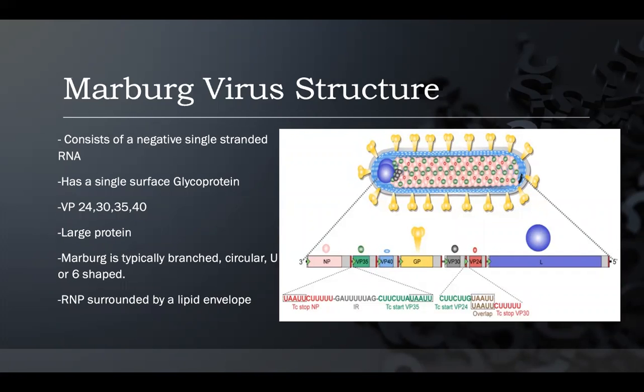So for the structure of Marburg virus, on the right, I have a picture of the virus itself. It has a single type of glycoprotein spikes on the outside. It also consists of 4 different types of viral proteins, VP24, VP30, VP35, and VP40, as well as a large protein molecule and the nucleoproteins. That makes up the entirety of the virus, or the virion itself, and it is also surrounded in a lipid envelope that is typically gained from the host itself. Most of the time, Marburg virus is in a 6 or a U or circular shape, similar to the picture that you saw on the previous slide.